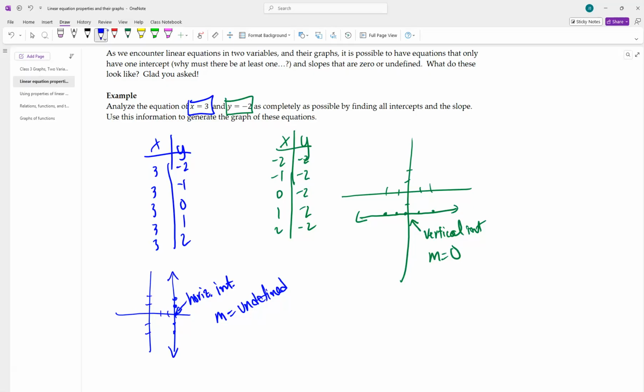All right, so that is a bit of a longer video, but kind of a quick overview of all things related to linear equations and their properties.